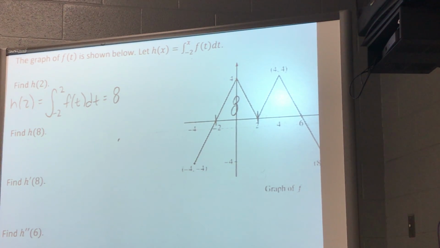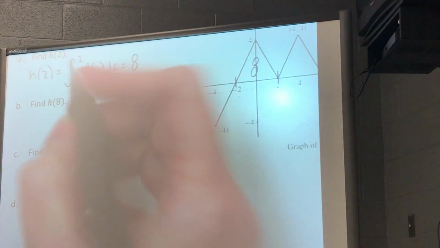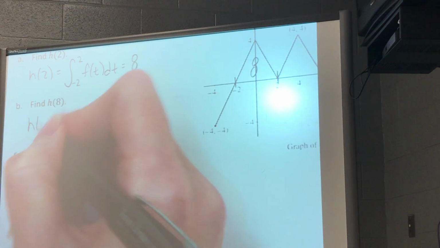Later, you might be asked that with a function. We just don't know how to find the integral right now. We will, don't worry. Alright, let's find b. We're going to find h of 8.